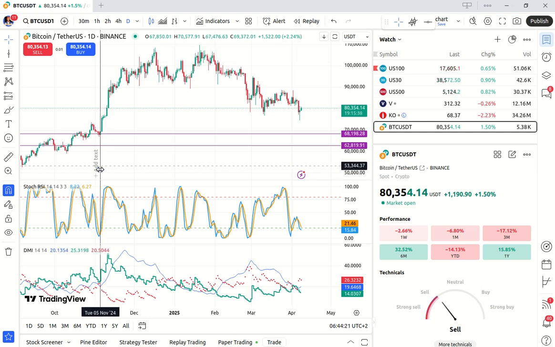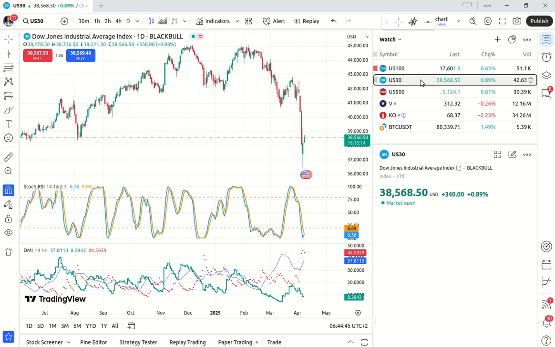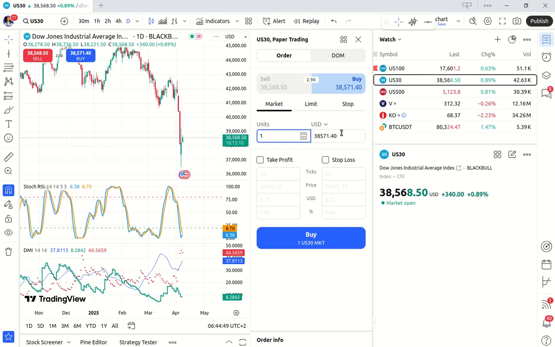What you need to understand about the market: the stock market follows Bitcoin, right? So the best time to dip buy Bitcoin is usually also the best time to dip buy stocks and the stock market. Okay, so right now I would definitely dip buy this market.